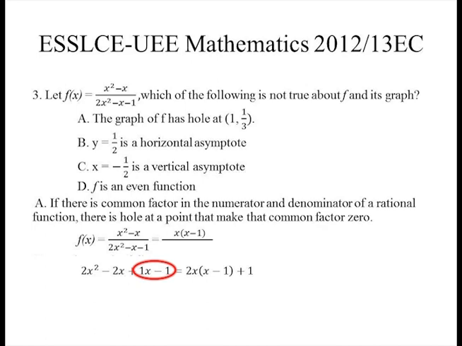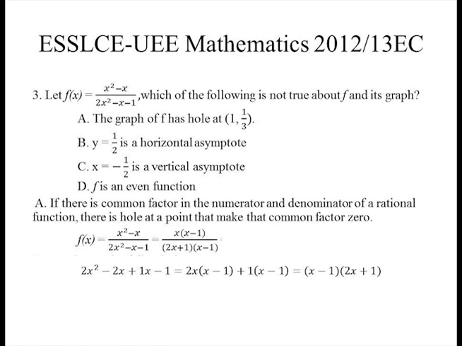1x divided by 1 is x, minus 1 divided by 1 is 1. x minus 1 is a common factor for both expressions. So we take out x minus 1 as a common factor. We are left with 2x in the first expression and plus 1 in the second expression. So the factorization of the denominator, 2x squared minus x minus 1, gives 2x plus 1 times x minus 1.